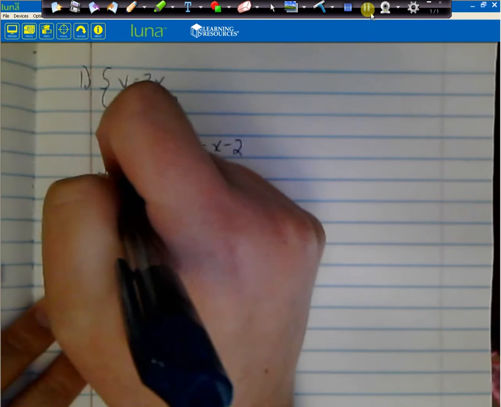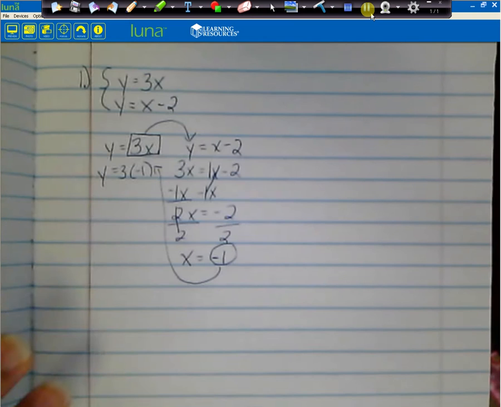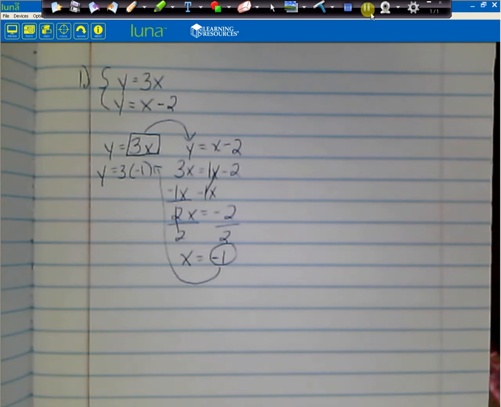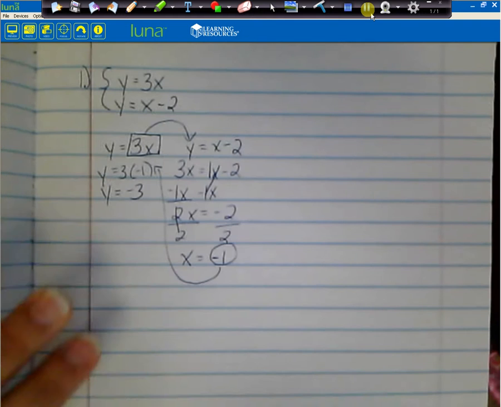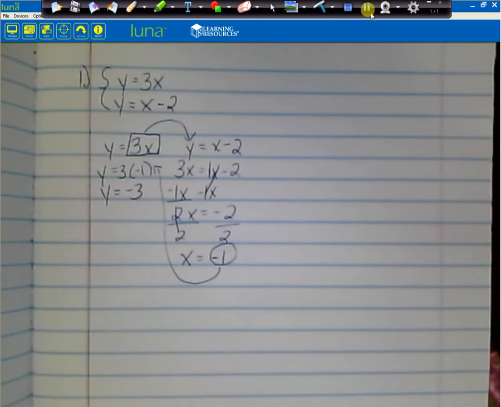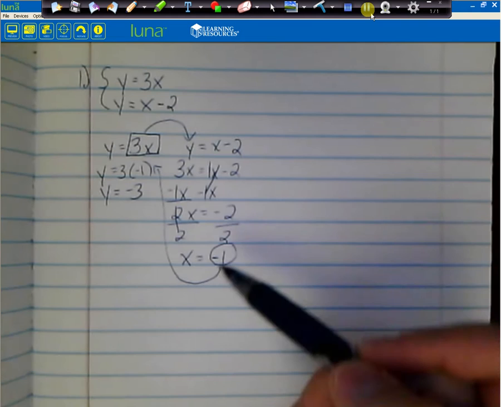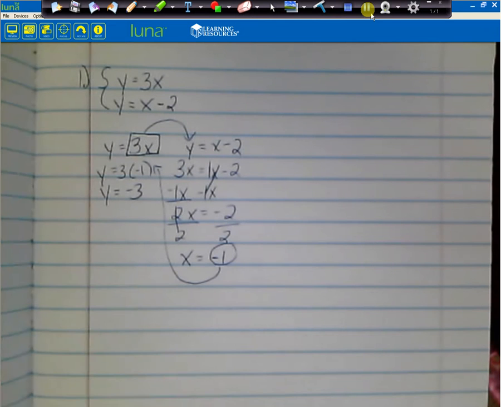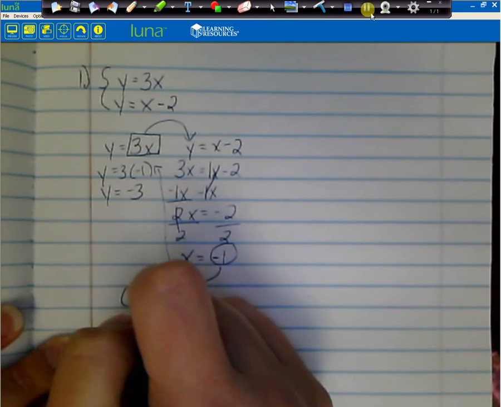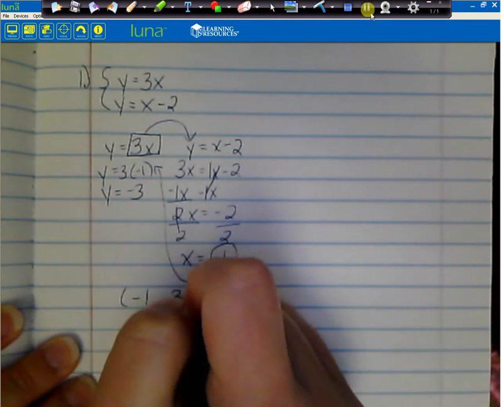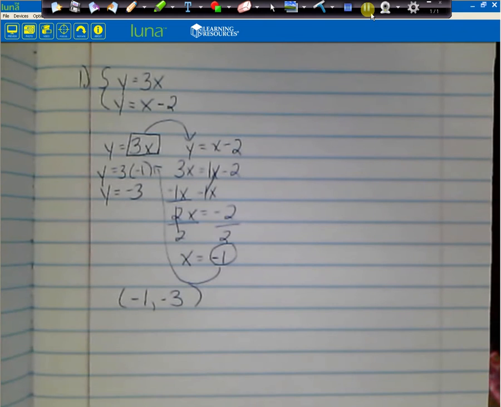So we're going to say y equals 3 times negative 1. I just replaced the x with the negative 1. 3 times negative 1 is negative 3, so y equals negative 3. Now that I've solved for x, x is negative 1, and now that I've solved for y, which is negative 3, I'm going to write that answer as an ordered pair with the x first, so negative 1, comma negative 3. And that's my xy ordered pair. So if I were to graph these two, they would meet or cross at the point negative 1, negative 3.